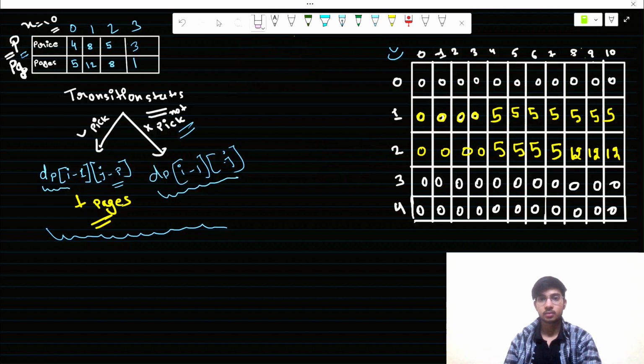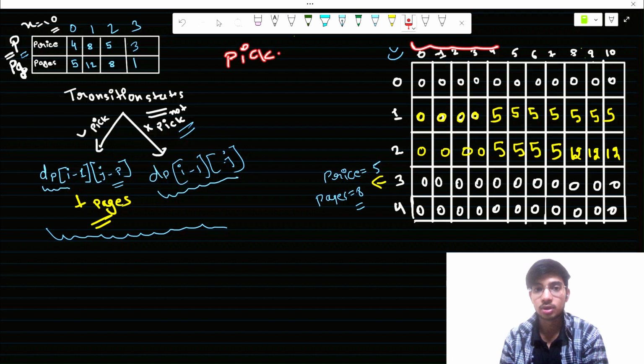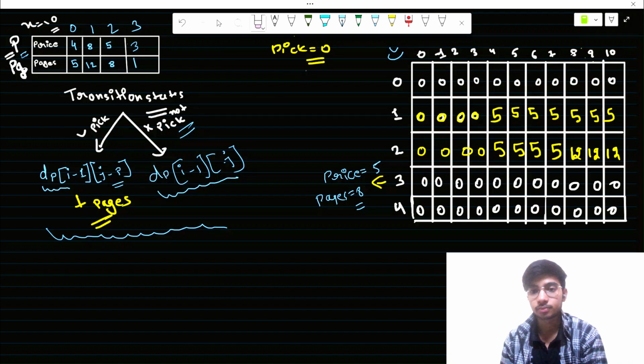For index 3, you have to look at the index 2. For index 2, the price is 5 and pages are 8. Right? What you can do? You can pick or not pick, right? So for this, if you are going to pick, now one thing, up till 4 you cannot pick, so pick value is going to be 0 up till 4, right? And for not pick, you have to look at the previous. So you have to fill with the maximum. Let's fill with the maximum. 0, 0, 0, 0, and 0, 5 maximum is 5.